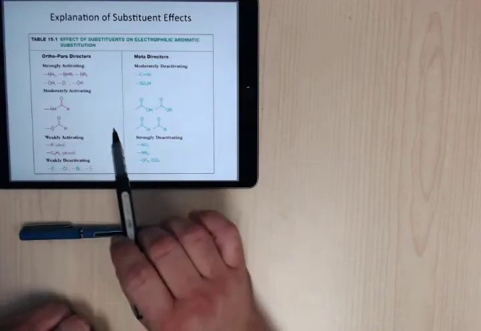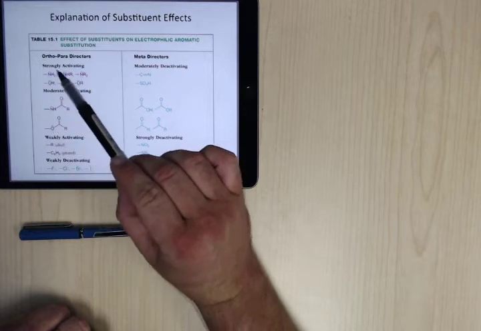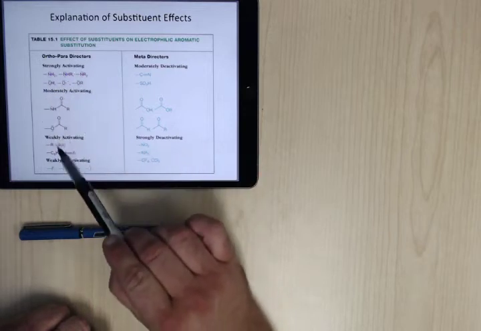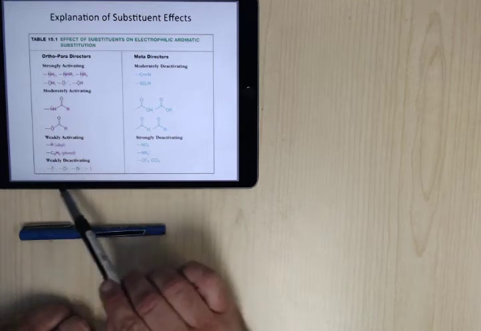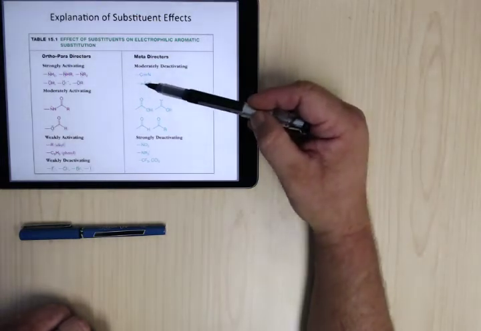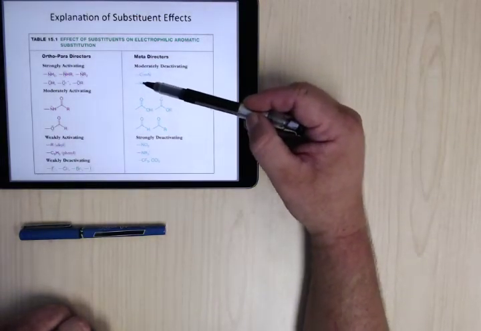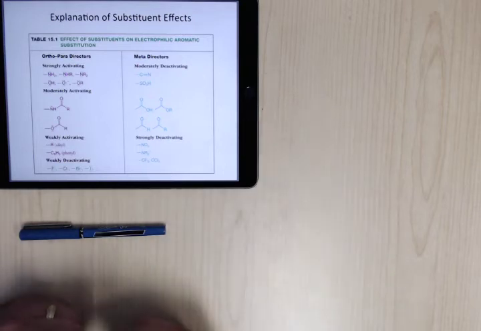Now, this is a nice little chart. Again, ortho-para directors are things that have lone pairs right next to the ring, or alkyl groups. Alkyl groups are deactivating, but they have lone pairs next to the ring, so they're ortho-para. Meta directors: C triple bond N, S double bond O, C double bond O, N double bond O.